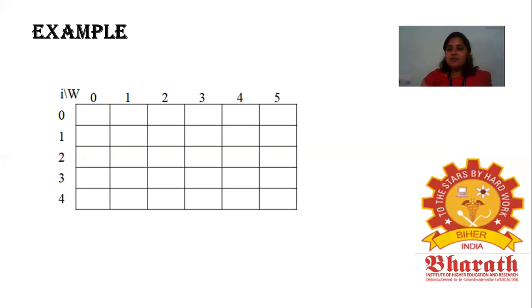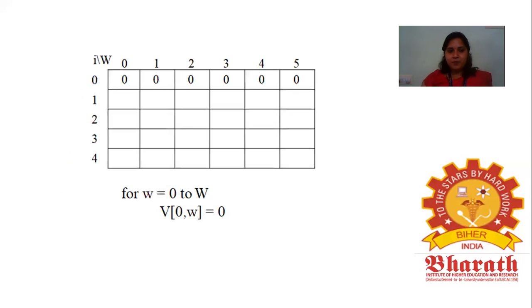So now the first case, I is 0, W is also 0. So obviously what we have to do is make all the first row and the first column 0.